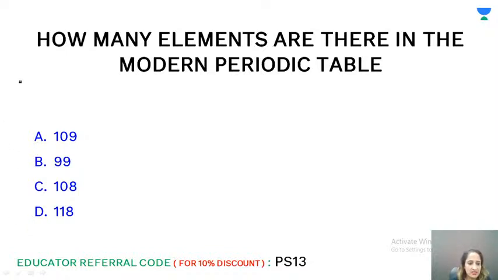So what is the answer for this question? How many elements are there in the modern periodic table? 109, 99, 108, or 118? The answer is 118. Some of them are natural and some of them are artificial.